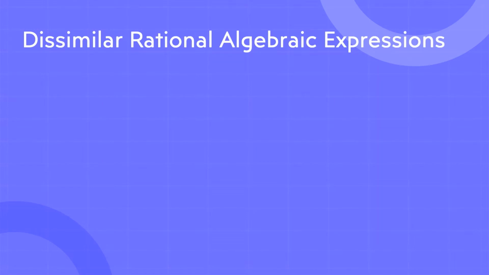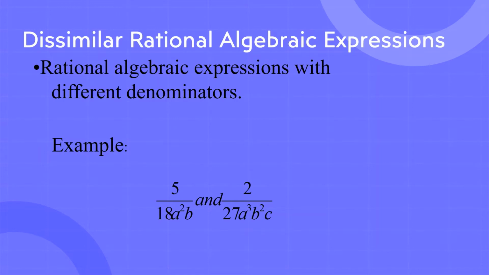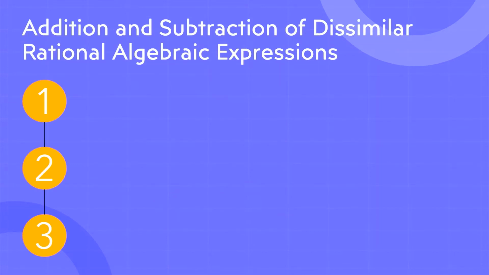So let us try the dissimilar rational algebraic expression. Again, what is it? Rational algebraic expressions with different denominators. For example, we have 5 over 18a squared b and 2 over 27a cubed b cubed c. Kung makikita nyo o mapapansin ninyo, magkaiba sila ng denominators. Kaya ang tawag natin sa kanila ay dissimilar rational algebraic expressions. Paano nga ba mag-add o mag-subtract ng dissimilar rational algebraic expressions?